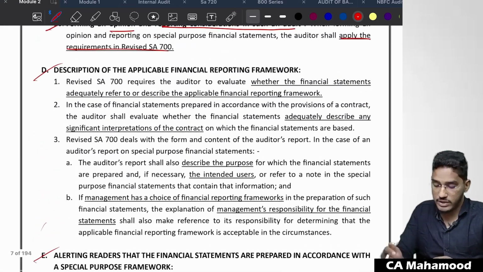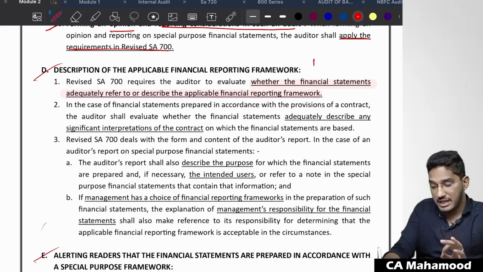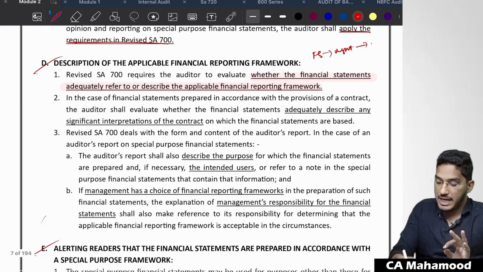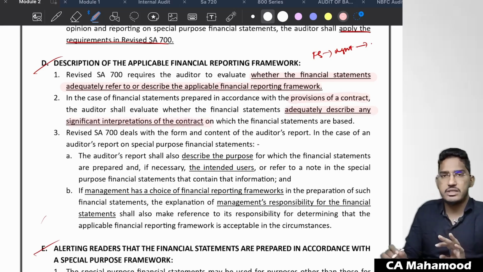So if we quickly go through it, SA 700 requires the auditor to evaluate whether the financial statements adequately refer to or describe the applicable financial reporting framework. As an auditor, you should check that in the financial statements, management has clearly explained what requirements have been followed in the preparation of those financial statements. And in case financial statements are prepared in accordance with the provisions of a contract, the auditor shall evaluate whether the financial statements adequately describe any significant interpretation of the contract on which the financial statements are based.